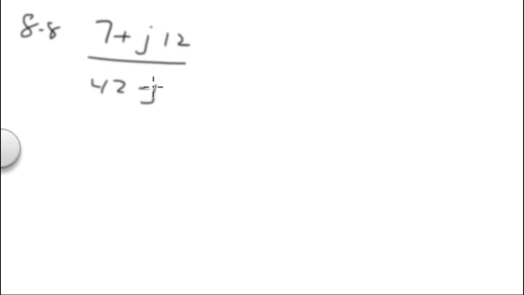So now we're given the whole problem. Okay, 8-8. 7 plus j12 over 42 minus j12. Okay, so now we're presented with a problem. We have to do the conversions ourselves. So it's 7 plus j12 to polar.